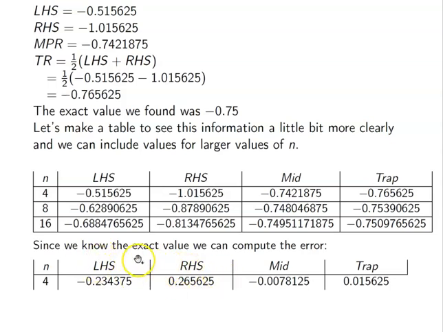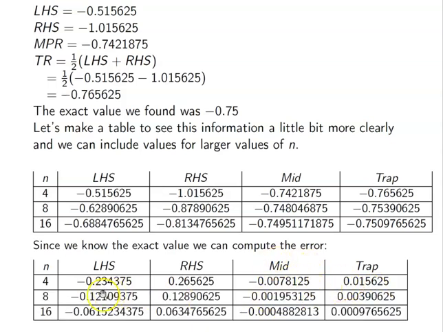Looking at the errors, since we know the exact value, instead of guessing, we can actually just write those down, right? So when n equals 4, the error in the left-hand sum is negative 0.23, positive 0.26 for the right-hand sum, right? This is larger over it in the negative. This is less over it. The midpoint rule is 0.007 as an error, so it's basically 7 thousandths off. And then this is in the hundredths off, right? So the midpoint is much more accurate.